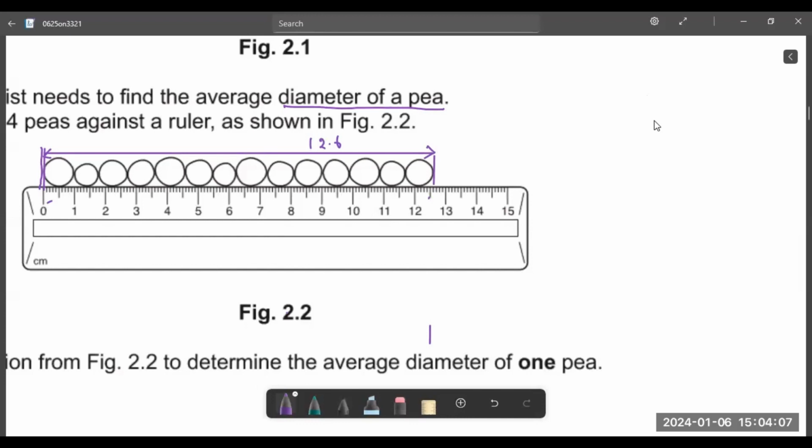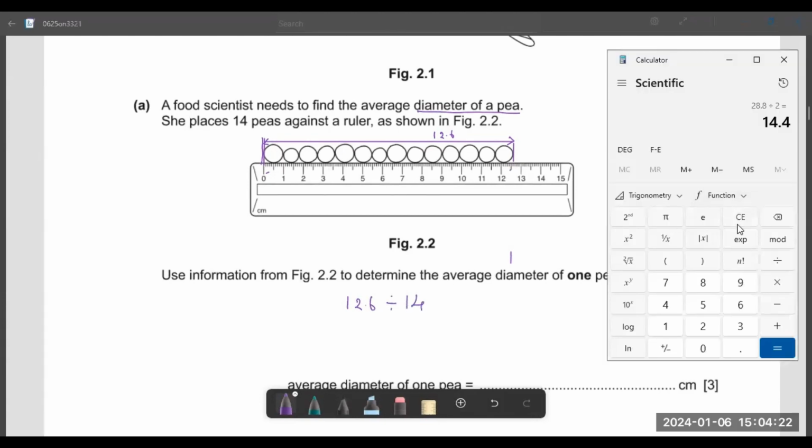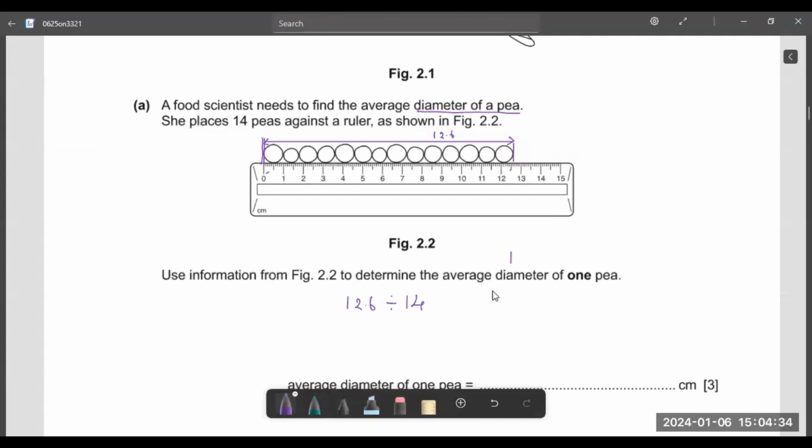And for finding the average diameter, there are a total of 14 peas. So we can do 12.6 divided by 14. That is 0.9. So the right answer is 0.9 centimeter. That is the average diameter of one pea.